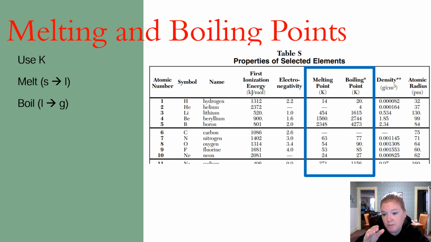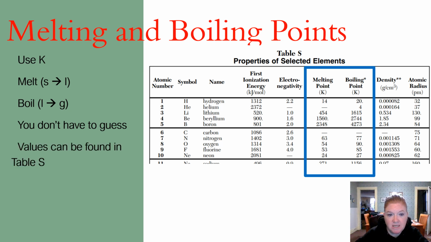Boiling is going from a liquid to a gas, so if you continue to heat it, and you get to the boiling point temperature, it is going to begin to change from a liquid to a gas. Keep it at that temperature. It's going to stay there until all of it changes from a liquid to a gas. So again, you don't have to guess for these values. They can be found in table S. It's just not as neat as some of the other trends we just talked about.